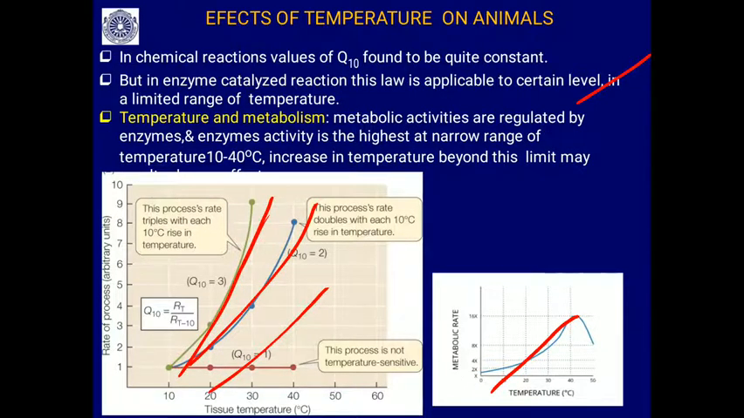But after that, the enzyme cannot sustain temperature beyond 40 degrees, and the enzyme reaction comes down. Metabolic activities are regulated by enzymes. Enzyme activity is highest in a narrow range of temperature between 10 to 40 degrees centigrade. An increase in temperature beyond this limit decreases the enzymatic reaction because of thermal denaturation of enzymes. This is exactly the relationship of temperature with biochemical reactions in the body of animals.